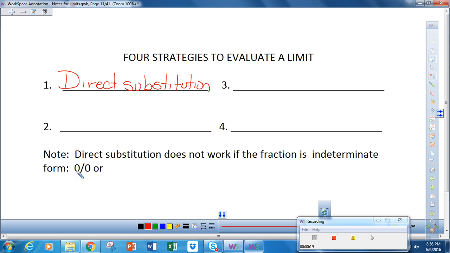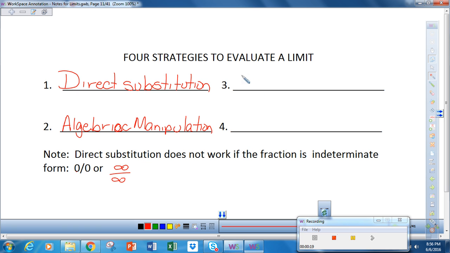It will not work if you get 0 over 0 or infinity over infinity. So if you try direct substitution and you get either of those, you have to try one of the other methods. The first method is algebraic manipulation, and that could be simply multiplying or simplifying in some way.